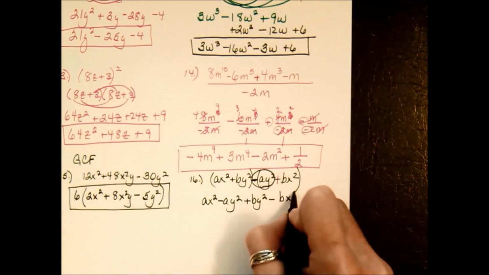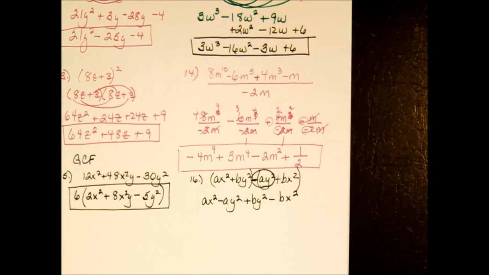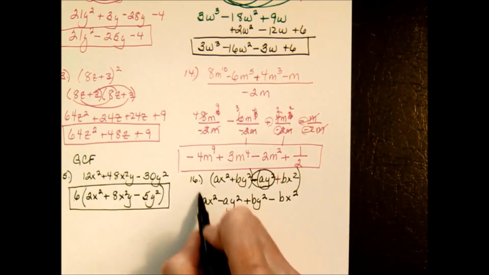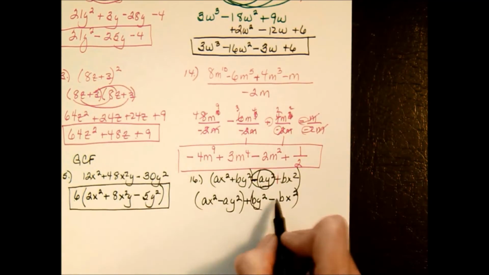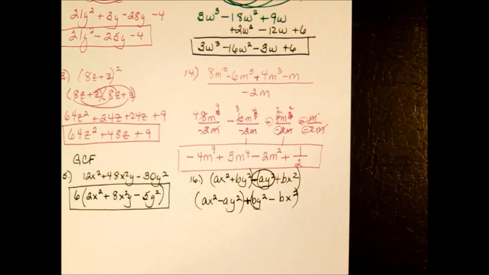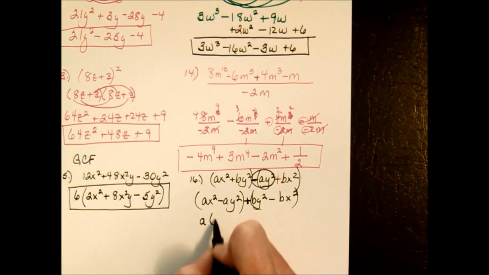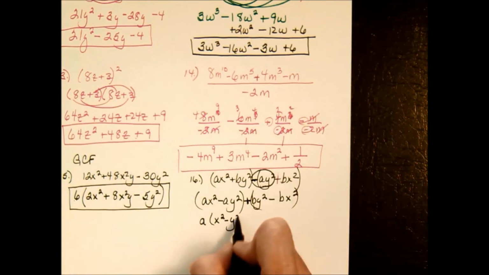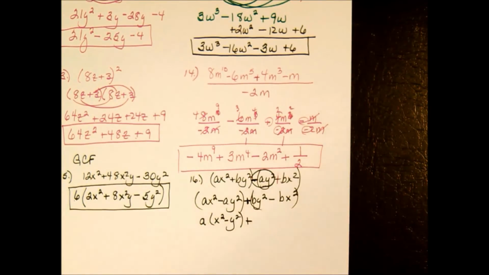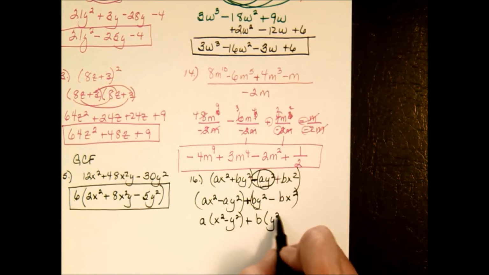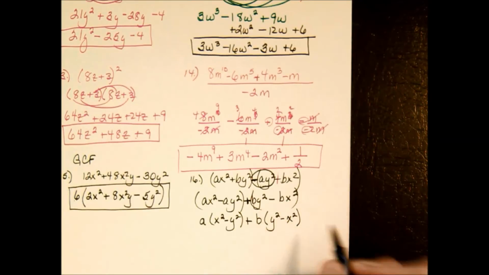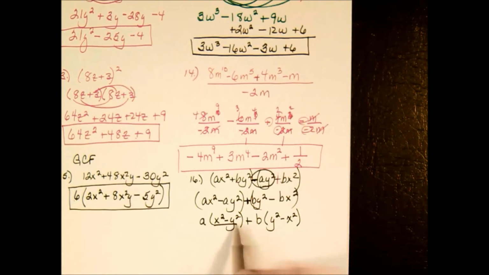So this one kind of has an extra twist to it. Now when I group them, I don't need to change that sign because it's a plus in between, and I can factor out the common factor here of a, and I'm left with x squared minus y squared. Bring down your plus. Here I have a b, and I have y squared minus x squared. And we have another problem because these two don't match. So what do we do about that? That is a good question.